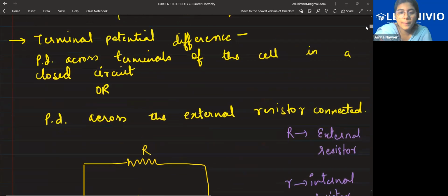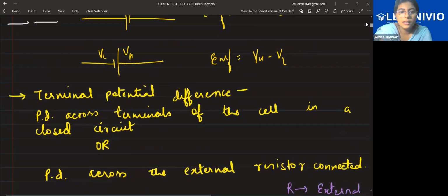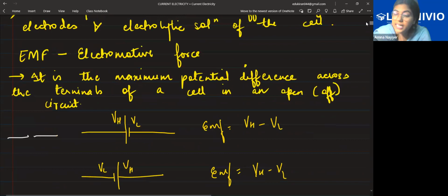So this EMF occurs in case of internal resistance. Wherever the internal resistor is there within the cell, that is the cell, of course, there is EMF. But when we talk about potential difference of the external resistor, that is our terminal potential difference. So this is how you can identify.